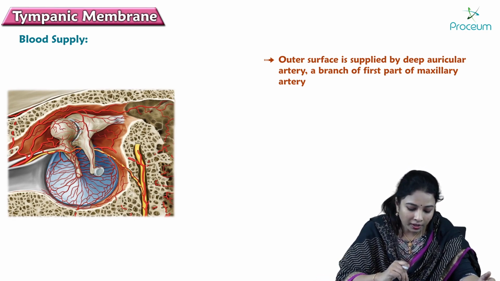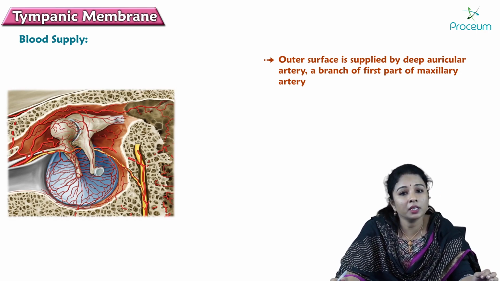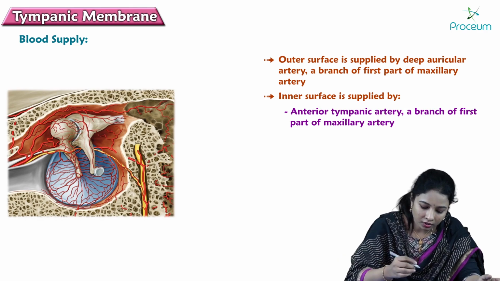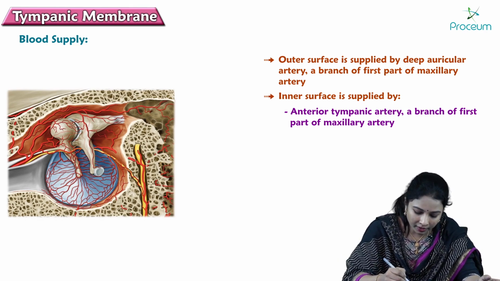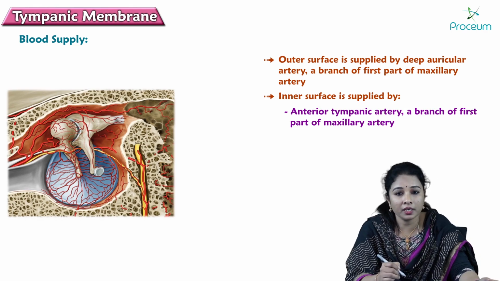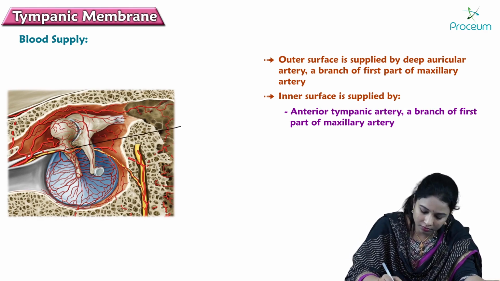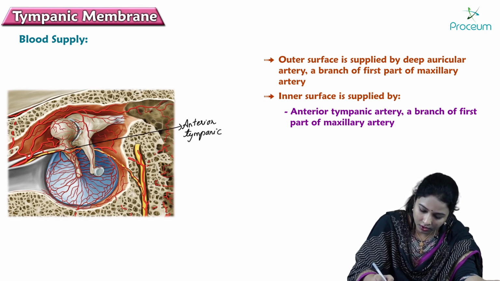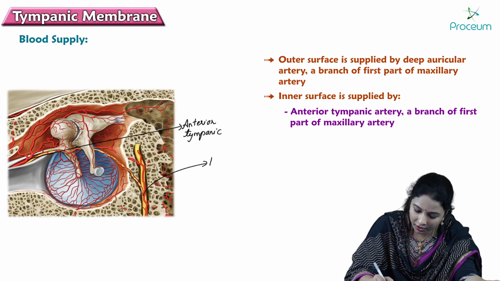So here is the tympanic membrane from its medial surface. The outer surface is supplied by deep auricular branch of maxillary artery. Inner surface is supplied by anterior tympanic artery, which is a branch of first part of maxillary artery. So we can see the anterior tympanic and posterior tympanic artery, and we can also appreciate posterior tympanic artery.